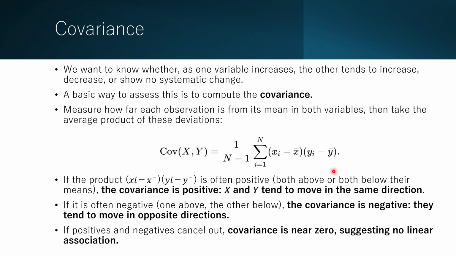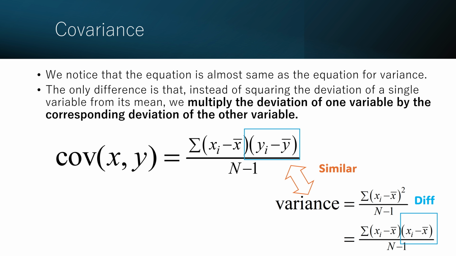Mathematically, we take each observation's deviation from its mean, multiply them, and sum them. If the products are mostly positive, the variables move in the same direction. If mostly negative, they move oppositely. Covariance captures direction, but not the strength in a standard way. We will fix that in correlation, a few slides after.